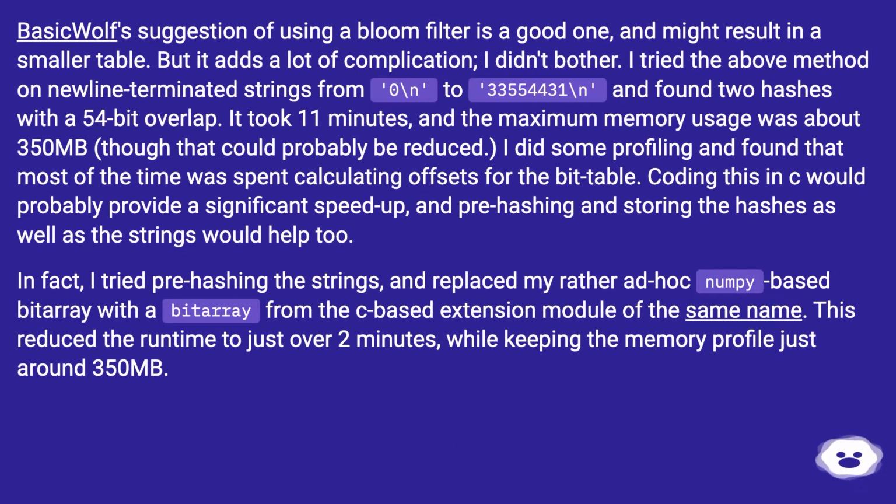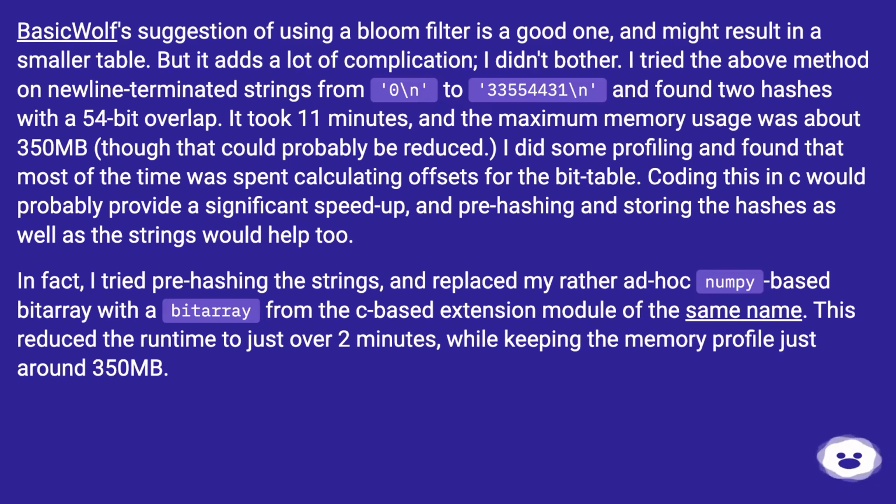I tried the above method on newline-terminated strings from 0\n into 33554431\n and found 2 hashes with a 54-bit overlap. It took 11 minutes, and the maximum memory usage was about 350 MB, though that could probably be reduced. I did some profiling and found that most of the time was spent calculating offsets for the bit table. Coding this in C would probably provide a significant speedup, and pre-hashing and storing the hashes as well as the strings would help too.